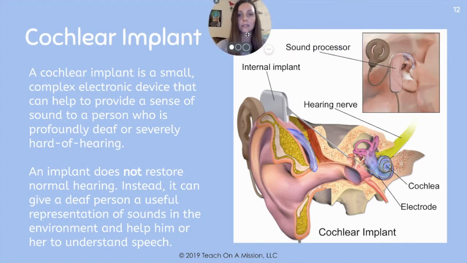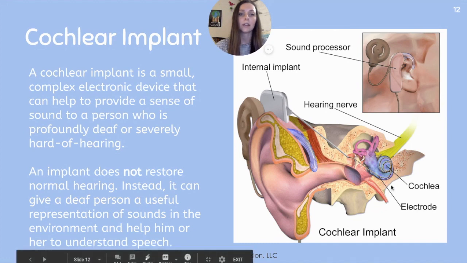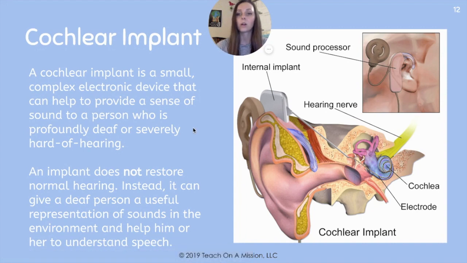Now, cochlear implant, because this is a thing, you can get a sound processor put in, or you can actually get an internal implant in the cochlea. So a cochlear implant is a small, complex electronic device that can help to provide a sense of sound to a person who is profoundly deaf or severely hard of hearing. An implant does not restore normal hearing, though. Instead, it can give a deaf person a useful representation of sounds in the environment or help him or her to understand speech. So this is just something that helps. It's not able to completely restore or completely solve the problem.